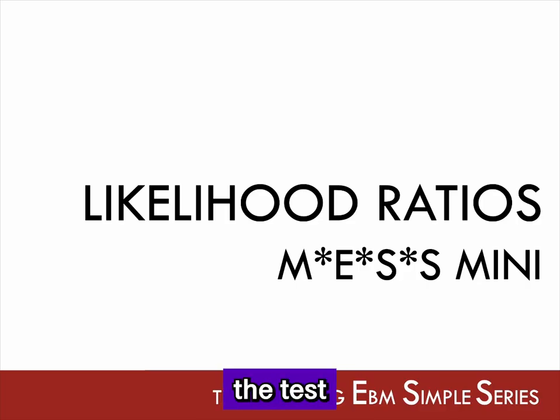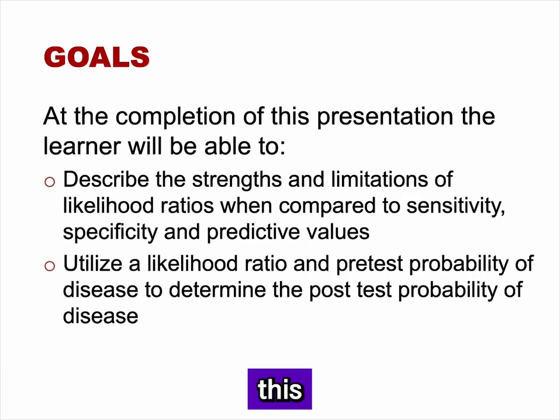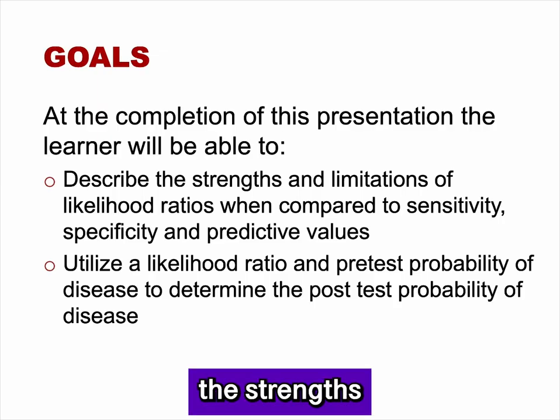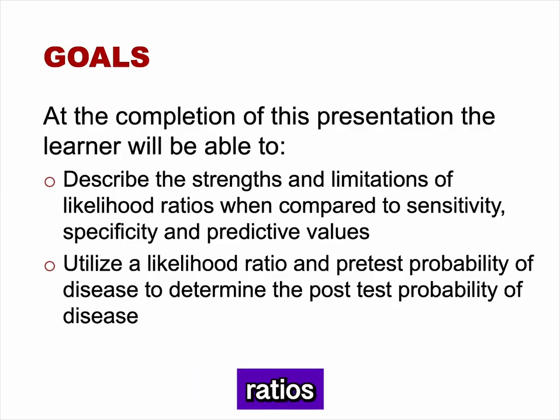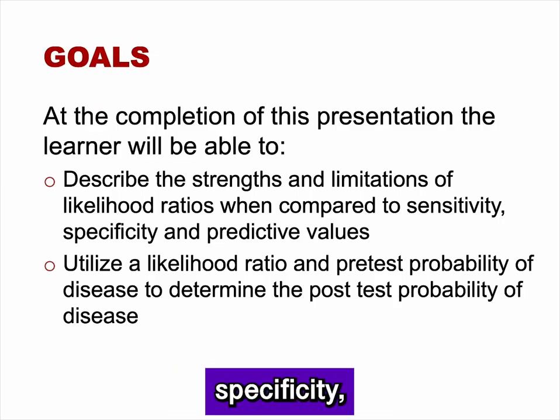A separate M.E.S. Mini reviews the test characteristics: sensitivity, specificity, predictive value of a positive test, and predictive value of a negative test. At the completion of this presentation, you'll be able to describe the strengths and limitations of likelihood ratios when compared to sensitivity, specificity, and predictive values, and utilize a likelihood ratio and a pretest probability of disease to determine a patient's post-test probability of disease.